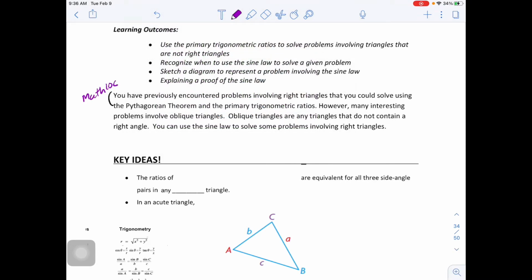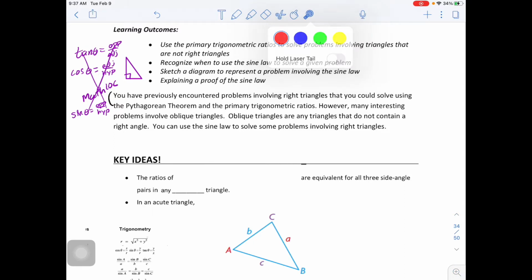So remember, you can only use tan angle equals opposite over adjacent, cos angle equals adjacent over hypotenuse, and sine angle equals opposite over hypotenuse. You can only use these if you're dealing with a right triangle, so a triangle that has a 90-degree angle. As soon as you have a triangle that does not have that, you cannot use it. Similar to Pythagorean theorem, a squared plus b squared equals c squared. That requires a right triangle.